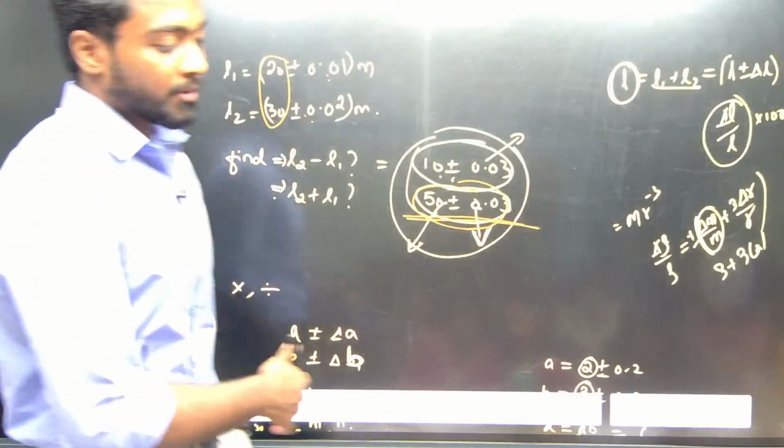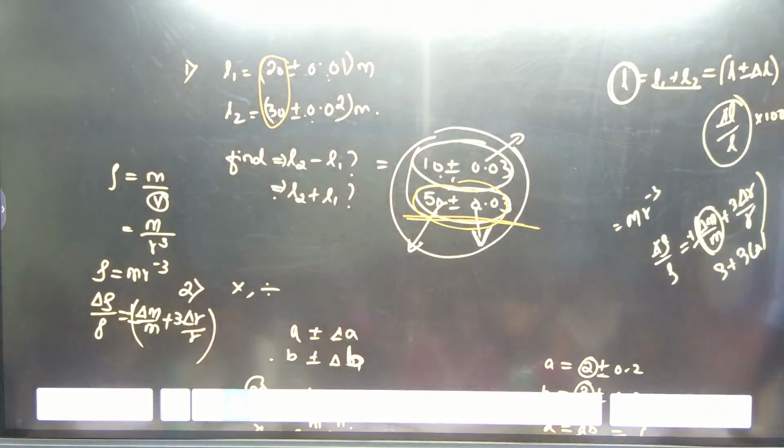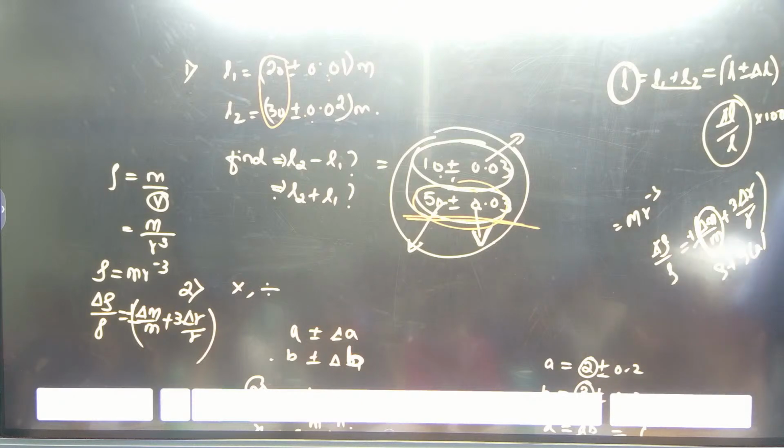Okay, the final question. X is equal to a square b cube c power 5 by 2 d power minus 2. The percentages of A, B, C, D are given as 1%, 2%, 3%, 4%. Find the value of x in terms of percentage.